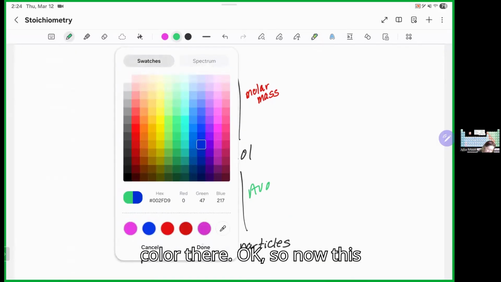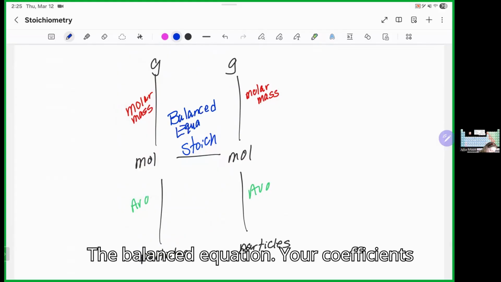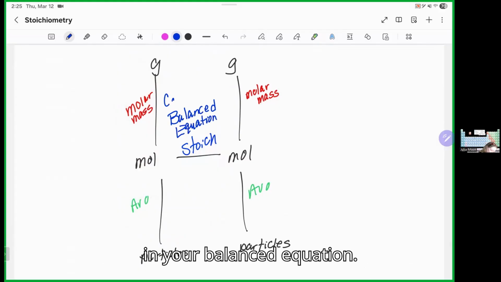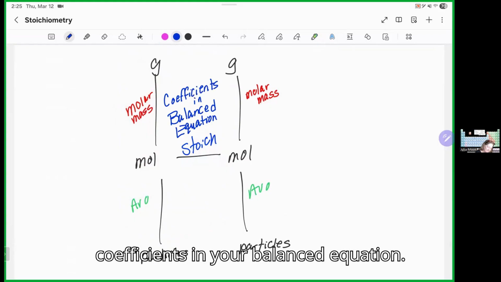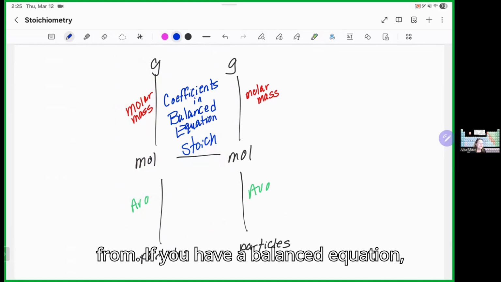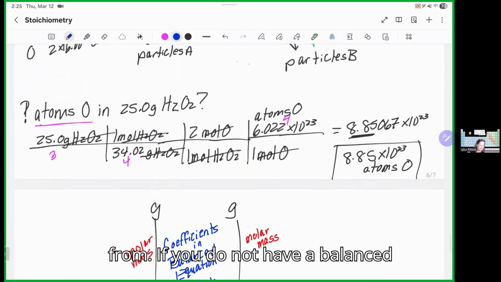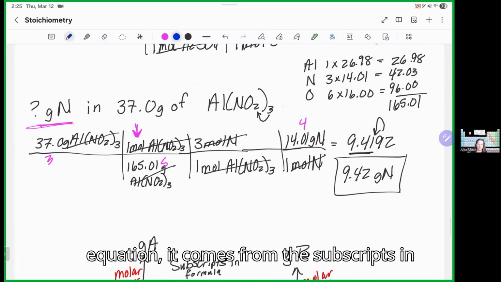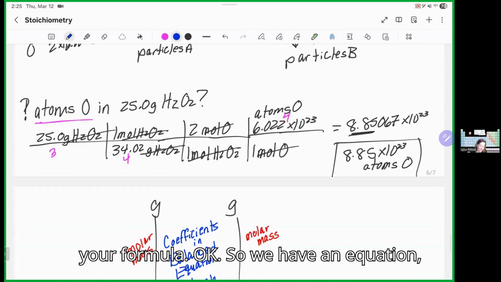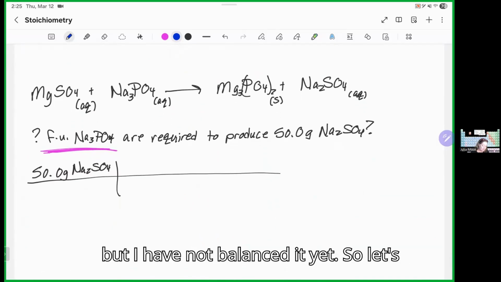Now this comes from the balanced equation, the coefficients in your balanced equation, the big numbers in the front. That's where you get the information from. If you have a balanced equation, that is where you get your information from. If you do not have a balanced equation, it comes from the subscripts in your formula. So we have an equation, but I have not balanced it yet. So let's balance this real quick.